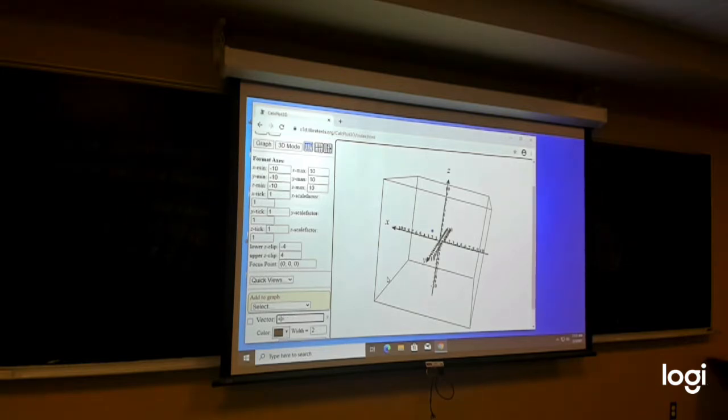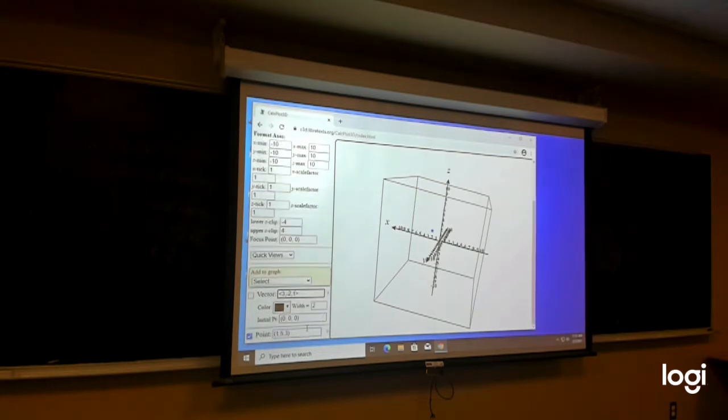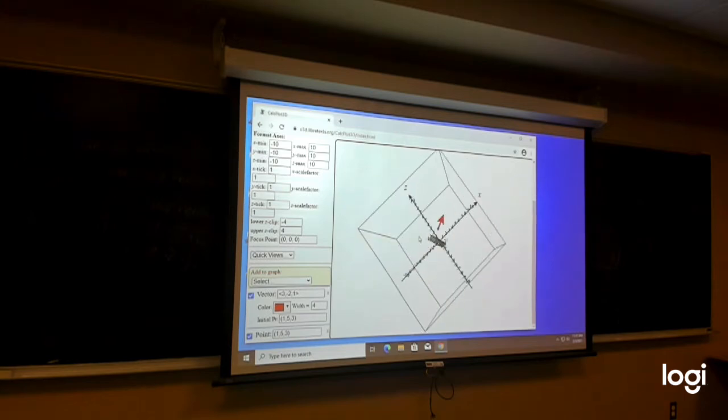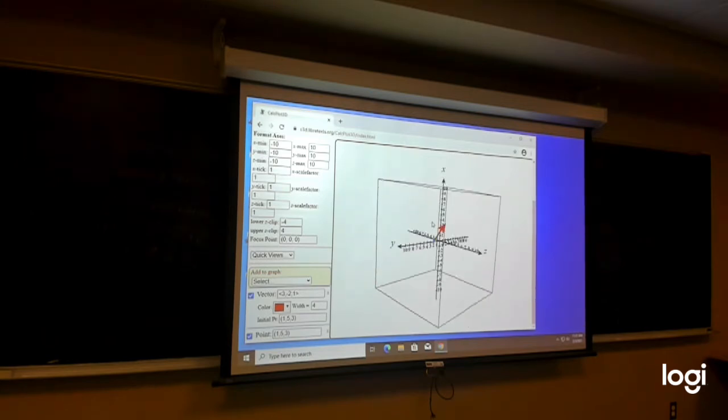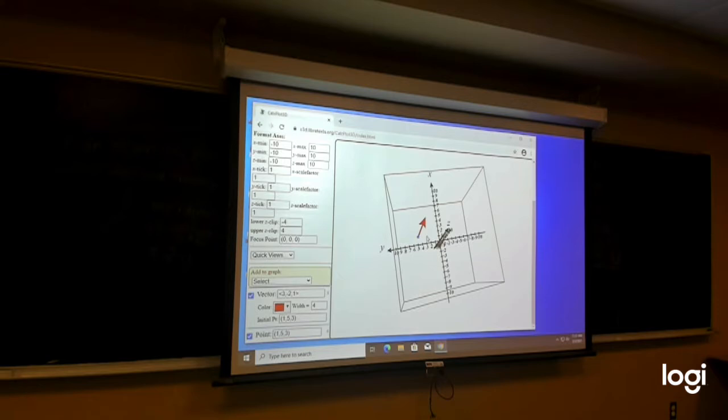Let's see, 3, -2, 1. And we want it to be a displacement vector that starts at the point 1, 5, 3. I'm going to make this vector red with a width of 4. So here's where we're at. We have a point right here, P naught, and a normal vector n sticking out of that point.